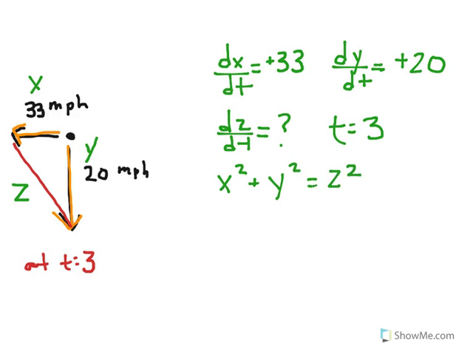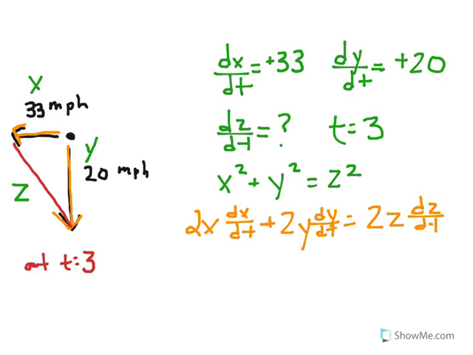And we know if we take the derivative of that, it's 2x dx/dt plus 2y dy/dt equals 2z dz/dt. And I'm looking for what I know. I know dx/dt, and that's 33. I know dy/dt is 20. And I'm looking for dz/dt.